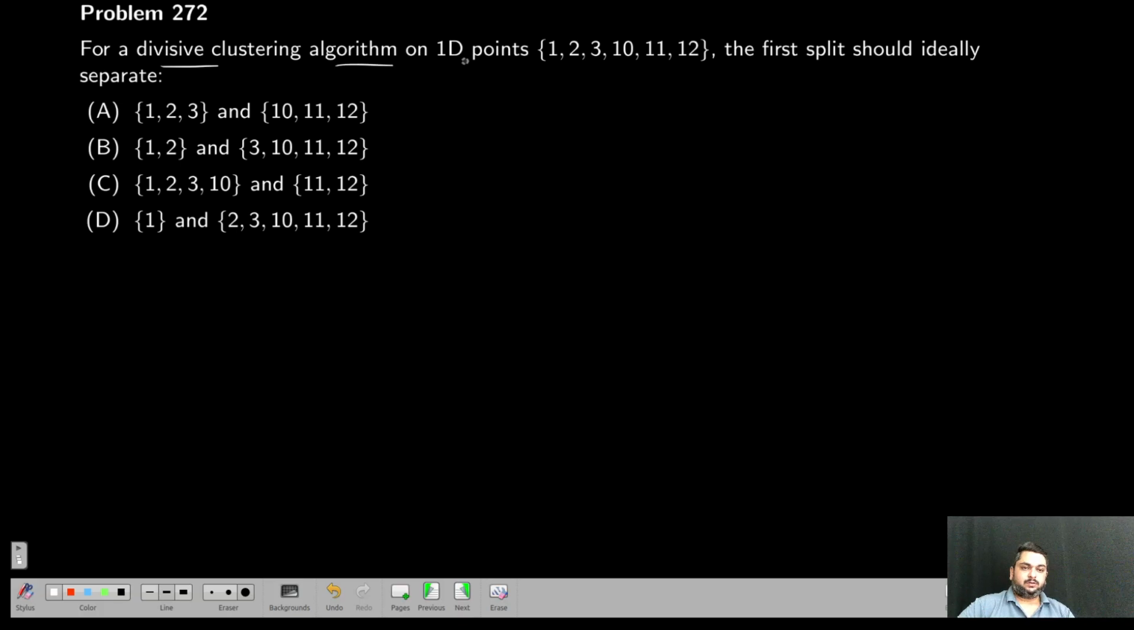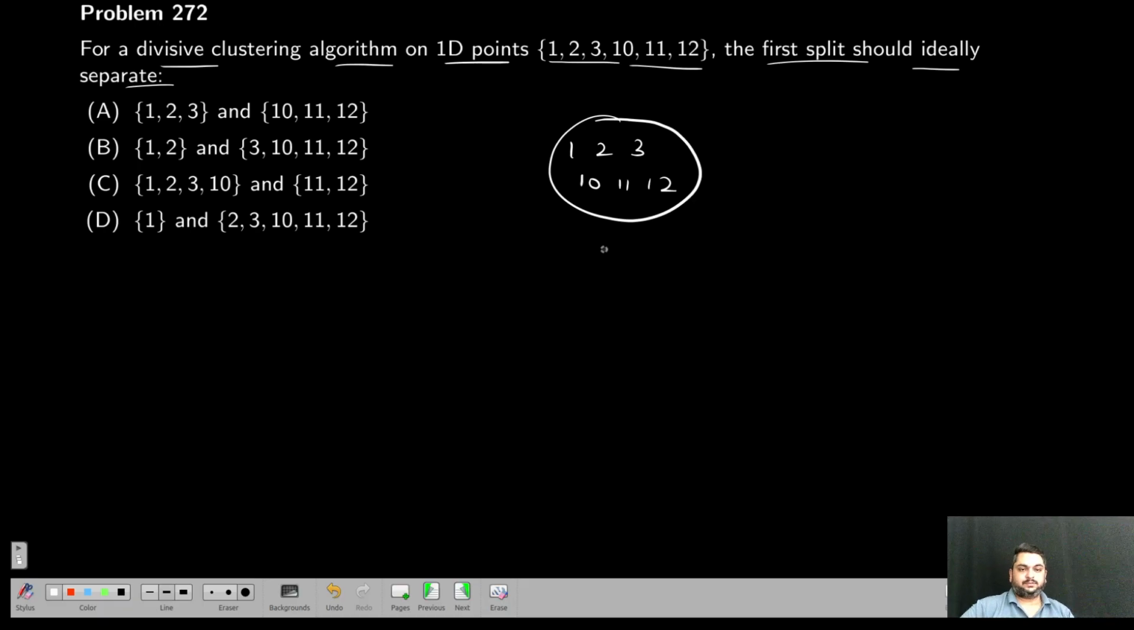For a divisive clustering algorithm on one dimensional points, they are given 6 points here. The first split should ideally separate. Okay, so initially in divisive, that is top down, all the points will be a single cluster. We'll start from top down. They're asking how will you split this? You check the distance because it's based on the maximum intra-cluster distance.